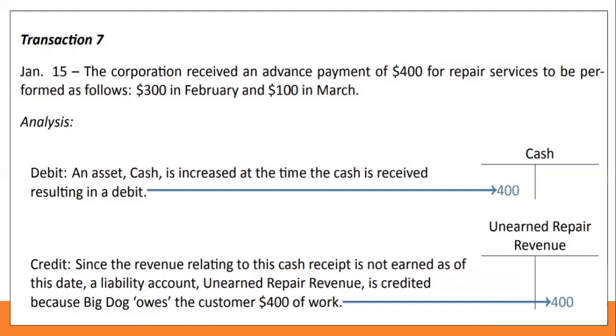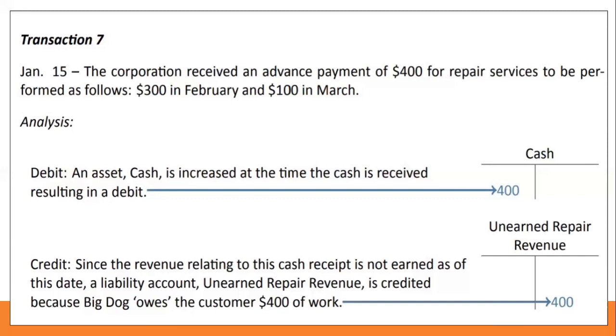Now, if we try to analyze this transaction, the two accounts that are involved are cash and unearned repair revenue. For the cash, as you can see on the debit side, our cash is increased at the time the cash is received, resulting in a debit. Since we received an advance payment from our customer for the repair services requested, there is an increase in our cash. Take note that if there is an increase in an asset, we debit the account.